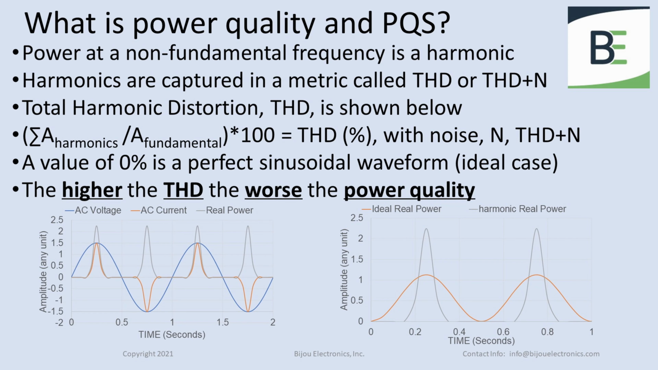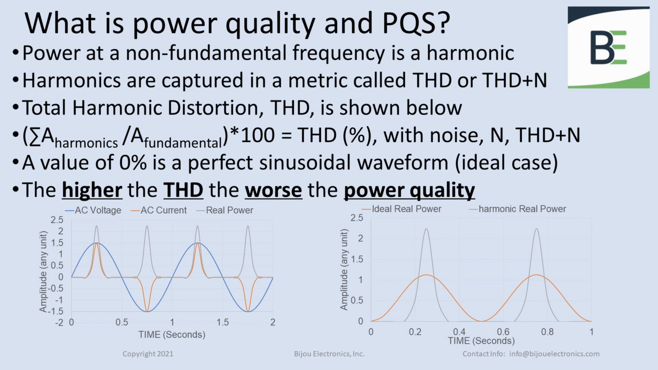Harmonics are a complex topic that could have its own entire presentation. The most important piece of harmonic content is that power at a non-fundamental frequency, 50 or 60 Hz, is going to cause extra current losses within a power system. This will lower power factor, power quality, and create additional losses on power supply systems. Harmonic information is captured in a metric called total harmonic distortion, or THD.